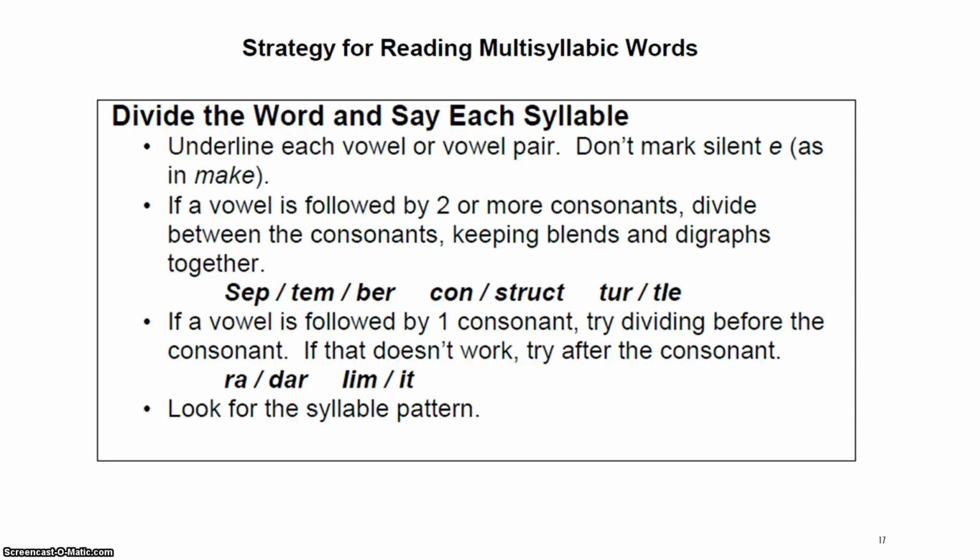Another strategy is what we just talked about. You divide the word and say each syllable. So to do that, you underline each vowel or vowel pair. Don't mark the silent E. And if a vowel is followed by two or more consonants, divide between the consonants. But remember to keep the blends, the consonant blends and digraphs together.